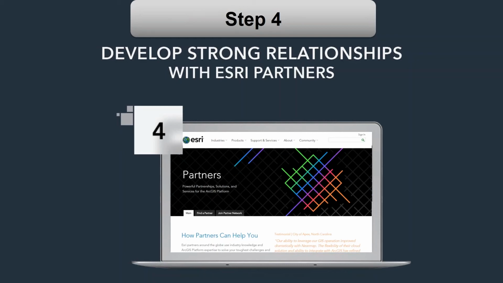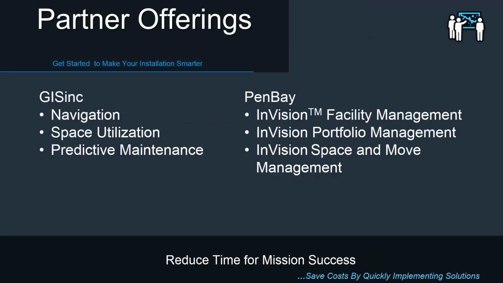Specialized solutions and initial operating capabilities are available from Esri partners. These partners provide functional offerings ranging from safety and security to portfolio management to IoT lighting. Here are partner offerings that can help you jumpstart your installation to be smarter.